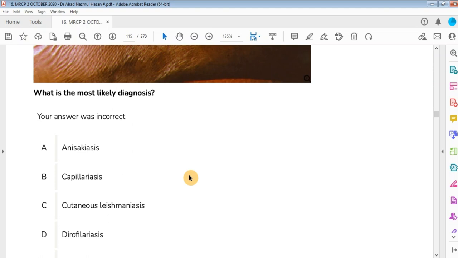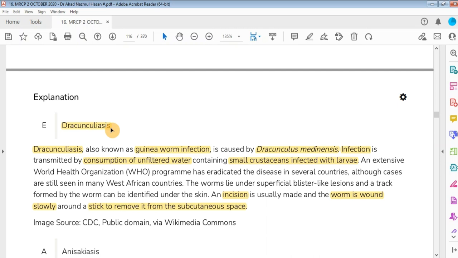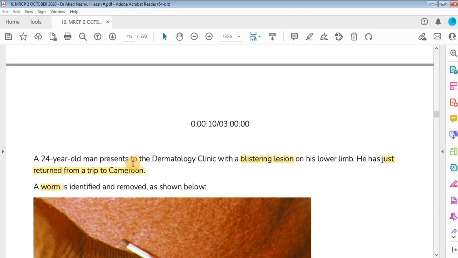Okay, let's go for the answer. Dracunculiasis, also known as guinea worm infection, is caused by Dracunculus medinensis. Infection is transmitted by consumption of unfiltered water containing small crustaceans infected with the larva. An extensive WHO program has eradicated the disease in several countries, although cases still may be seen in many West African countries. So this West African countries was actually a clue here.